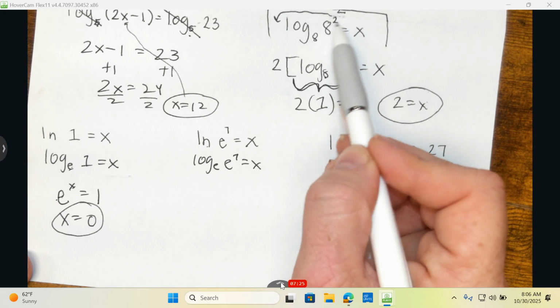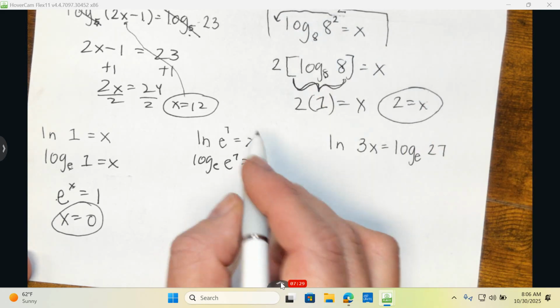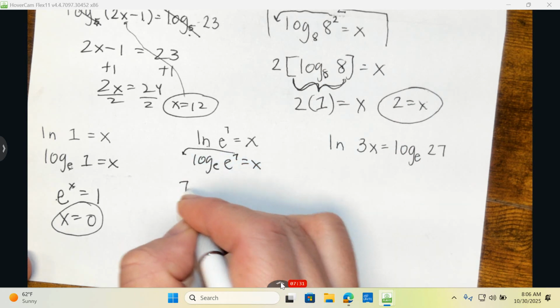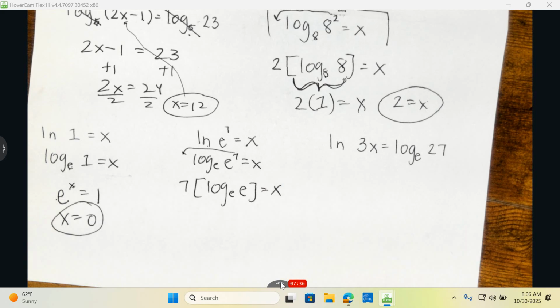Whenever you have an exponent in the answer position, we can always throw it in front. So I'm going to throw the 7 in front. Log base e of e equals x. Is it necessary to show all of this work for your homework? Absolutely, to receive any credit for doing it.